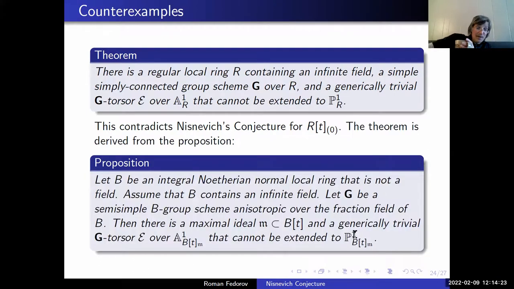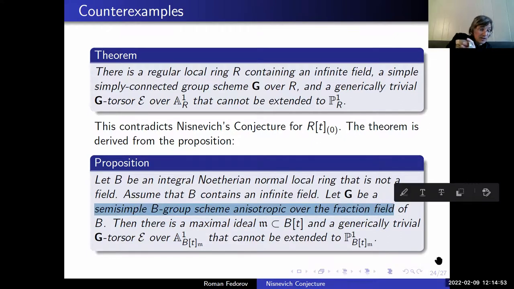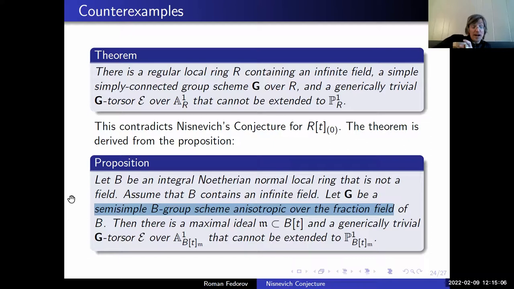So this theorem is derived from the following proposition, which is a little bit more precise version. I start with any integral Noetherian normal local ring B other than a field. And I assume for simplicity that it contains an infinite field. And then I find a group scheme which is semi-simple and anisotropic over the fraction field of B. So it's anisotropic generically. In my paper, Exotic Principal Bundles, I gave an example of such a group scheme, but I'm sure there are lots of examples and lots of ways to construct such group schemes. And then the claim is that there is a maximal ideal in B[T], right? It corresponds, of course, to a closed point in A1.